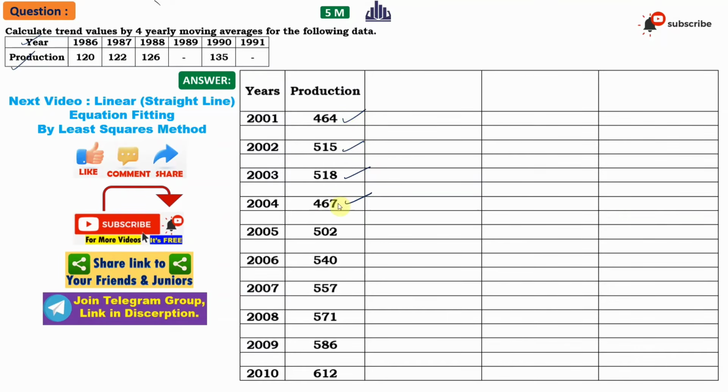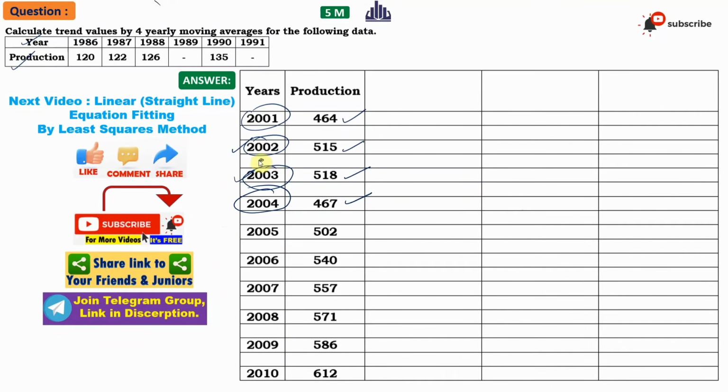So these 4 values when I add, I am going to get 1964. Where that has to be written? See, 1, 2, 3 and 4. These are the 4 years.